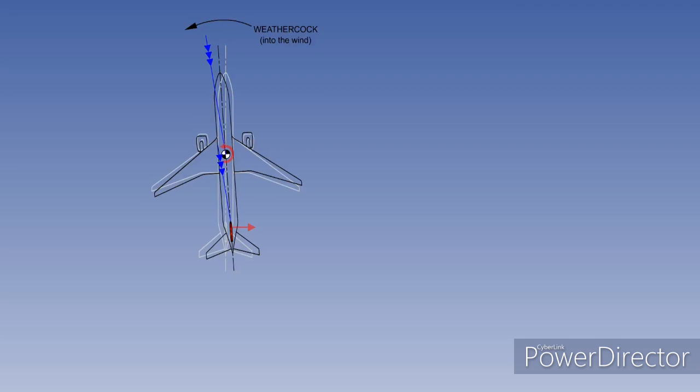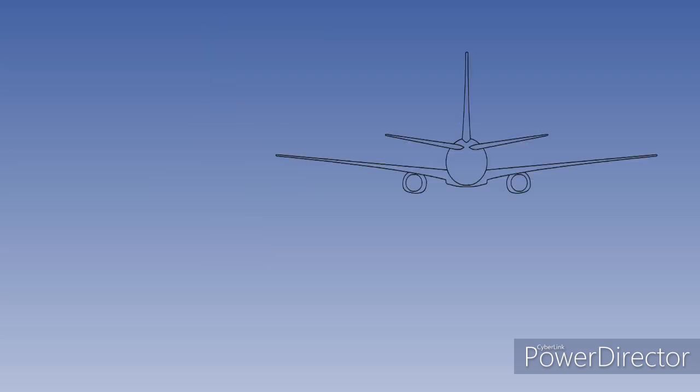For the study of lateral stability, we will concentrate on the rolling moments generated by a side slip. The type of lateral stability is determined by the direction of the rolling moment generated by the side slip.